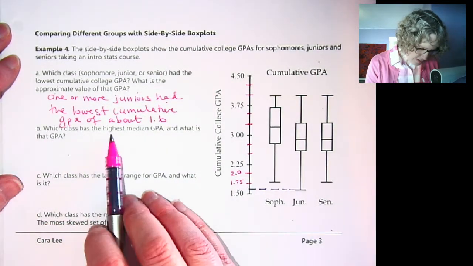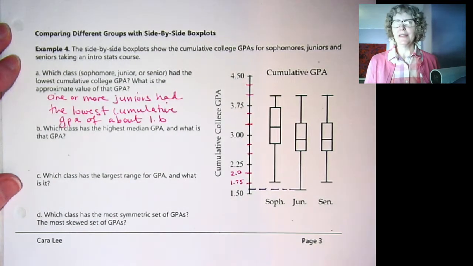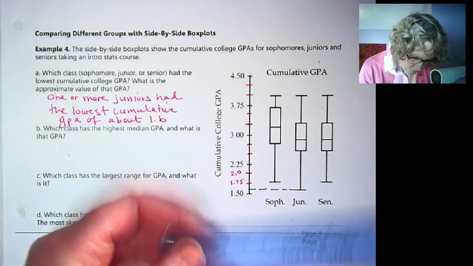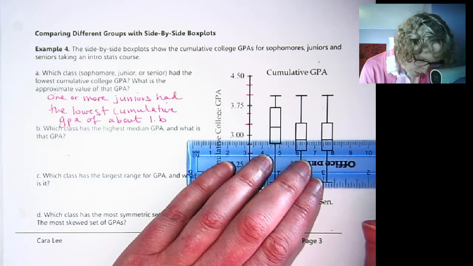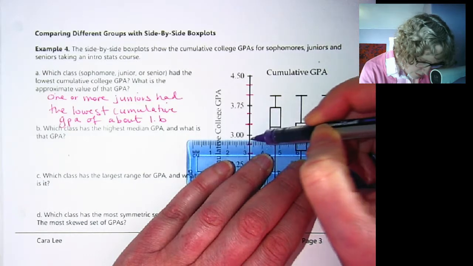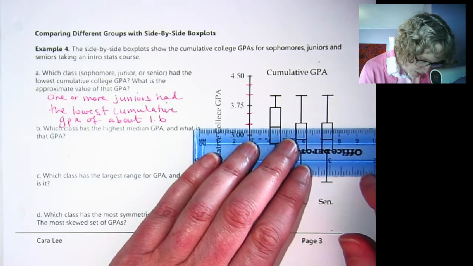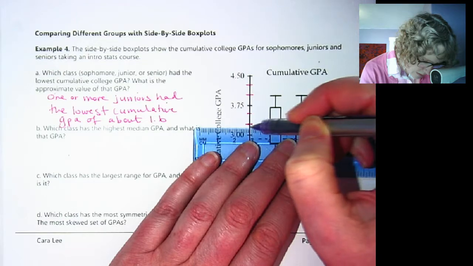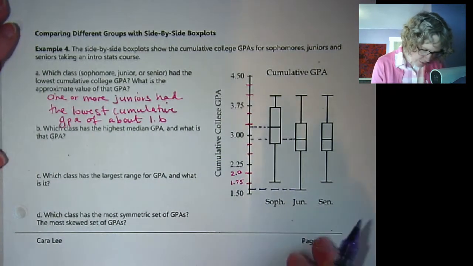Which class had the highest median GPA, and what is that GPA? So do you remember where the median is in the box plot? That's what we need to know. If you said the middle bar, so these two look about the same, don't they? Those two look about the same, whereas this one is a little higher. So this is the median. So it looks to be just under 3.25, so maybe 3.2.